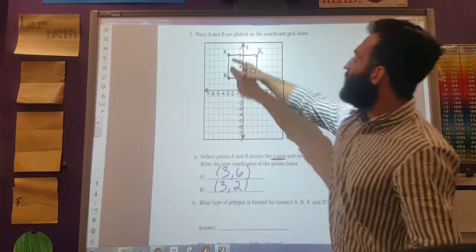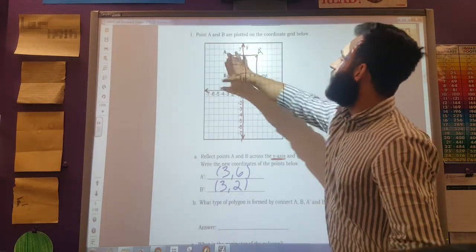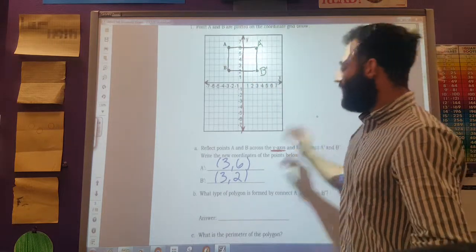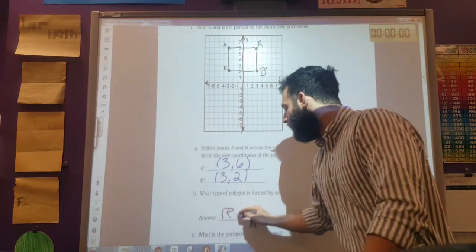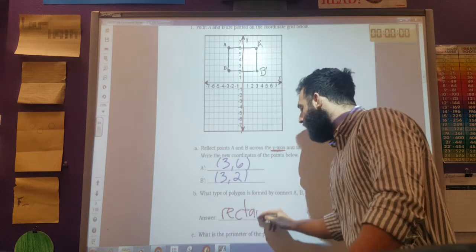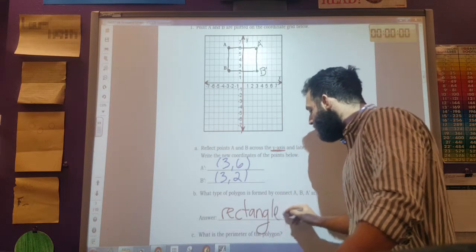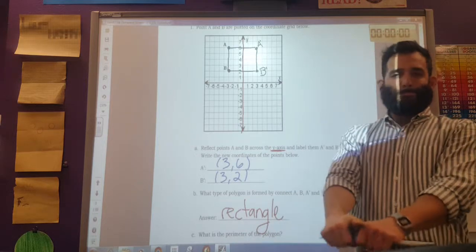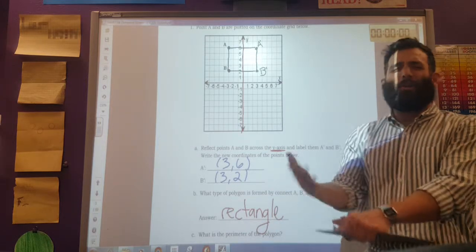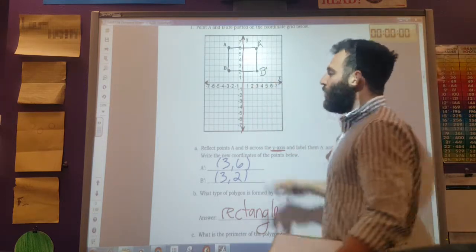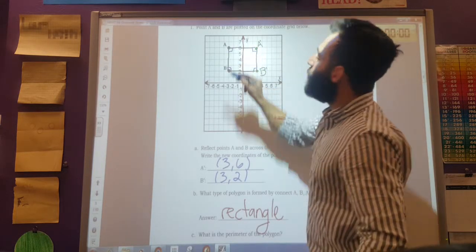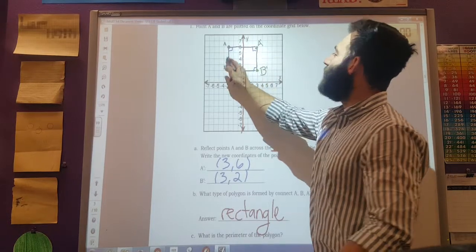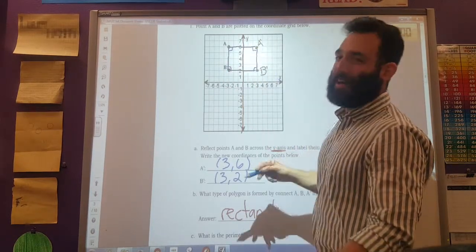I can see that this has a height that is different than the length, and I can see that there are 4 sides. So this is a rectangle. And again, I knew it was a rectangle because it had 1, 2, 3, and 4 right angles, and opposite sides were equal in length.